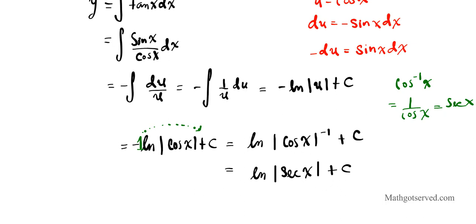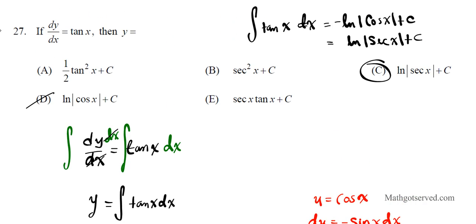If you have this memorized, you don't have to do all this work, but I'll just show you to let you know. So this is the answer, natural logarithm of secant x plus c, or negative ln of the absolute value of cosine x plus c. So our answer is option letter C.